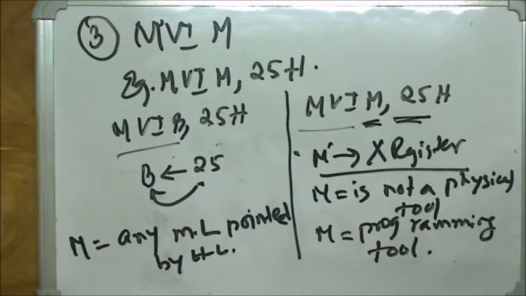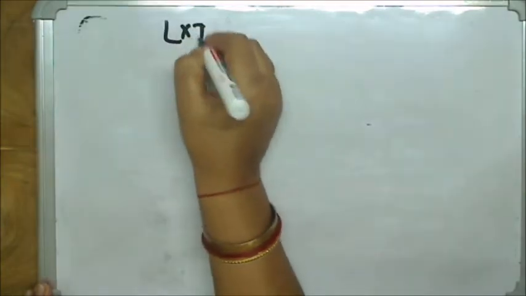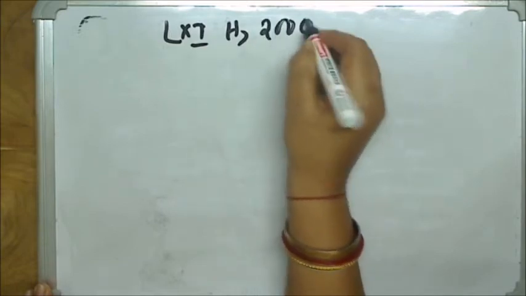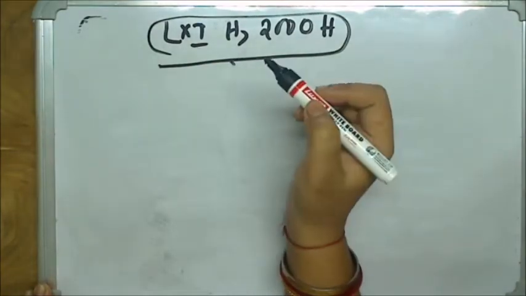So if you want to use M in any instruction, you have to initialize the HL pair first. How to initialize the HL pair? To initialize the HL pair, I have to use LXI H, 2000H, for example. In this way, you have to initialize the HL pair every time if you want to use M.